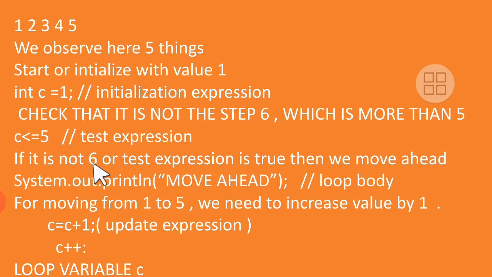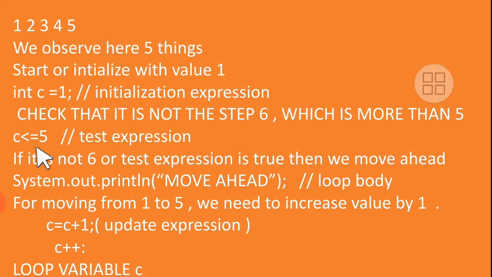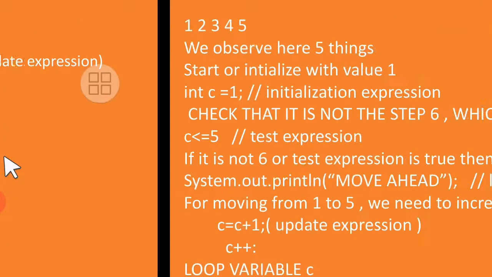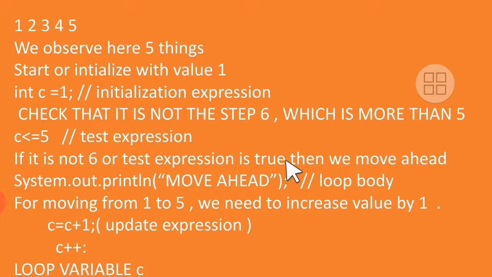Now if it is not 6, or the test expression is true, because a boolean or relational expression always evaluates to either true or false, then we move ahead. So we write here System.out.println("move ahead"). It's the main task to be performed, because for reaching from point A to point B, we have to move ahead or step ahead 5 times: 1, 2, 3, 4. So we represent that process with this name, move ahead.